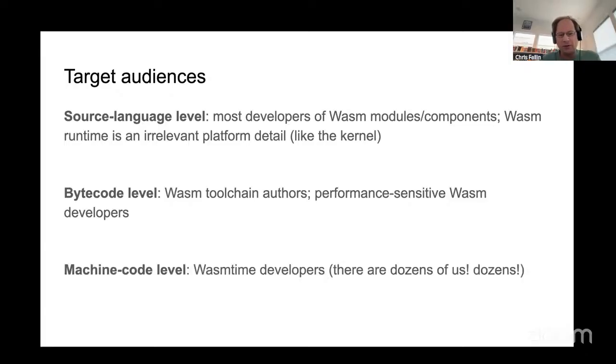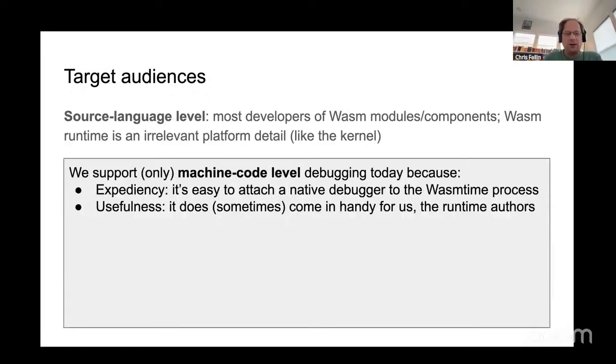And then machine code level, right? This is mostly just useful for Wasmtime developers, I would say, and there are dozens of us, right? So that's a little bit glib. It's also maybe useful for people who are doing low-level performance work that depends on understanding what the runtime is doing as well. But there are a lot of downsides to that view as well.